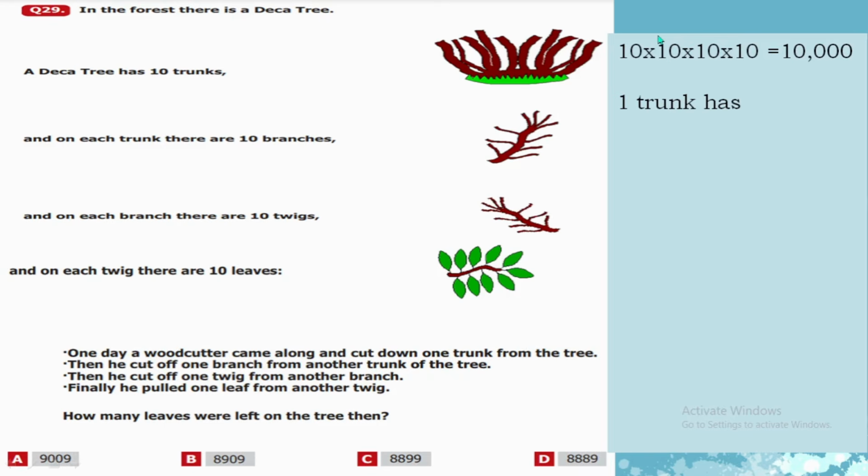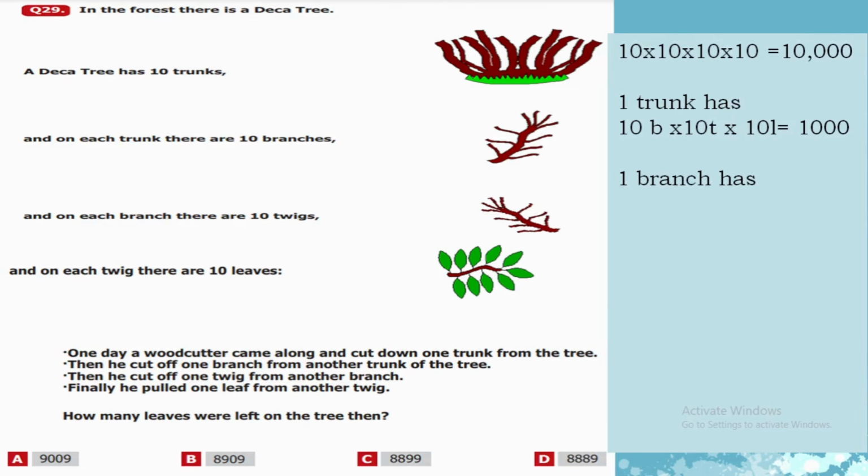So first of all, we'll see there are 10 trunks, multiplied by 10 branches, multiplied by 10 twigs, and then multiplied by 10 leaves. So there are 10,000 things on the tree, including trunks, branches, twigs, and leaves. When the woodcutter cut down one trunk from the tree, one trunk has 10 branches multiplied by 10 twigs and then 10 leaves. So 1000. So basically, when the woodcutter cut that one trunk, he cut 1000 objects, including branches, twigs, and leaves from the tree.